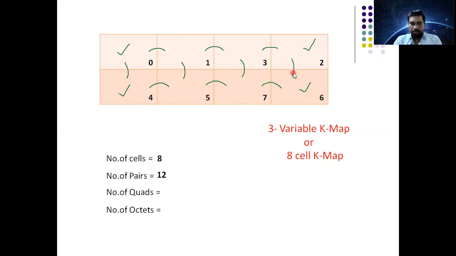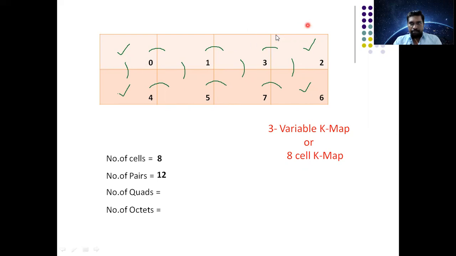Next, come vertical. 2, 6 is one pair. 3, 7 is one pair, and 1, 5 is one pair. Here 0, 4. So by folding property, 0, 2 also act as a pair, and 4, 6 also act as a pair. So when you count all these, you will have 12 pairs.